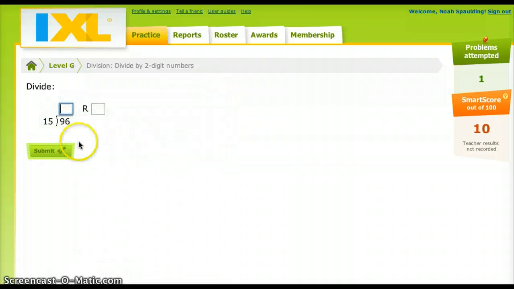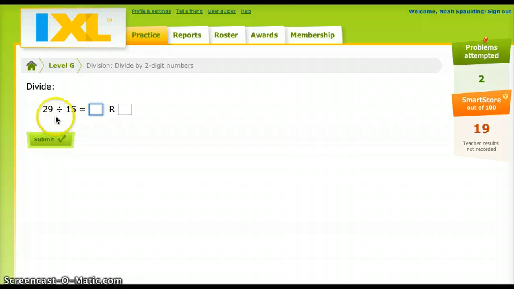All right, next. What number times 15 would give me 96? You might want to use a pencil and paper and go ahead and multiply that out. I know that 15 times 6 is 90. So that's pretty close to 96 without going over. And then I have 6 remainder, because 96 minus 90 is 6 left over.